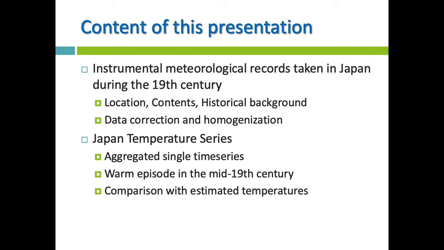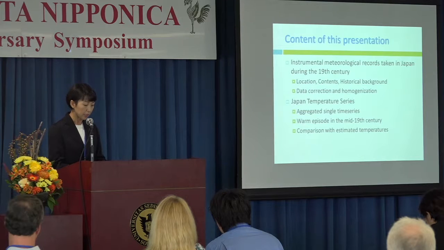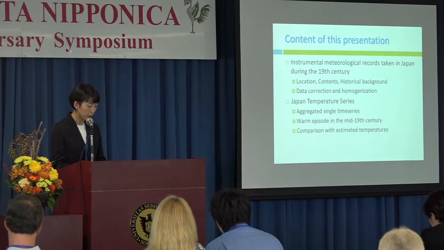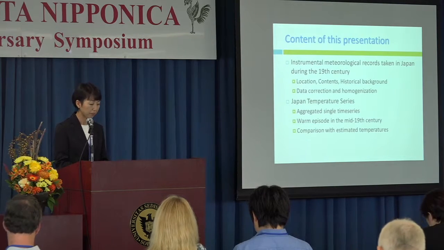In my presentation, firstly, I would like to introduce instrumental meteorological records taken in Japan during the 19th century. I briefly talk about its location, contents, related historical backgrounds, and then I talk about how to correct and homogenize each data when we digitize the records. Secondly, I would like to report temperature time series in Japan since the 19th century, which was derived from rescued instrumental records and some climatological characteristics at the time.